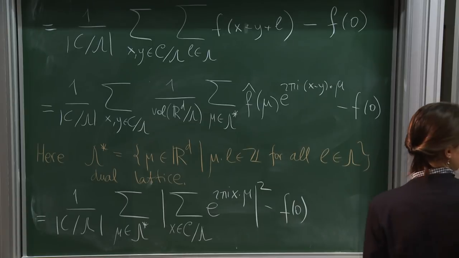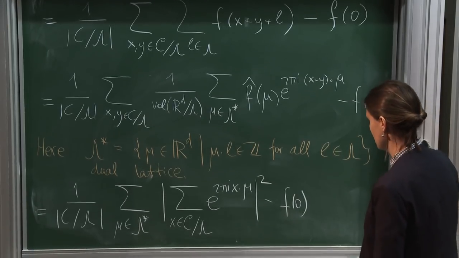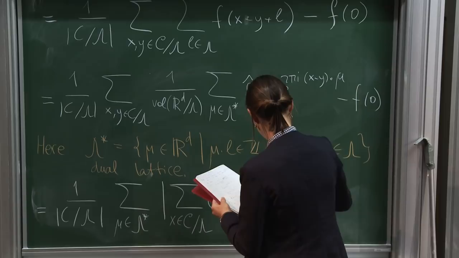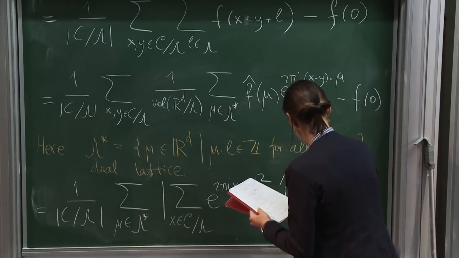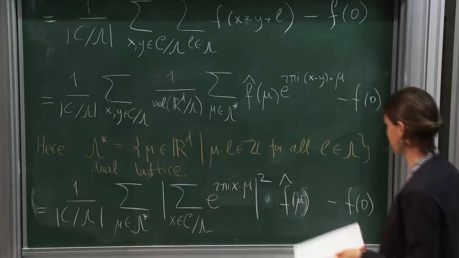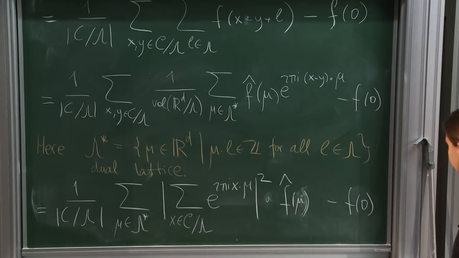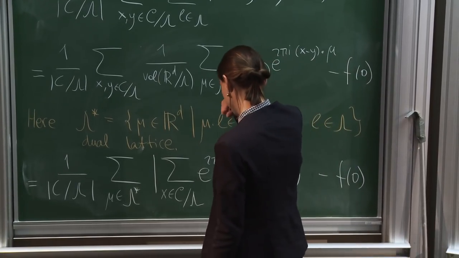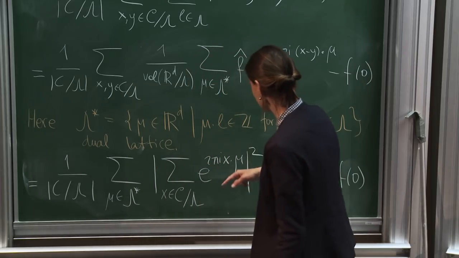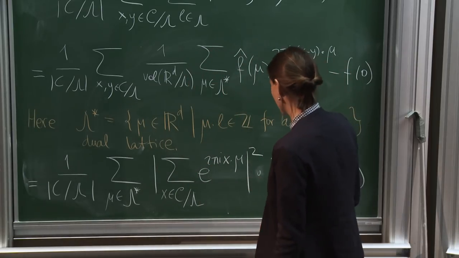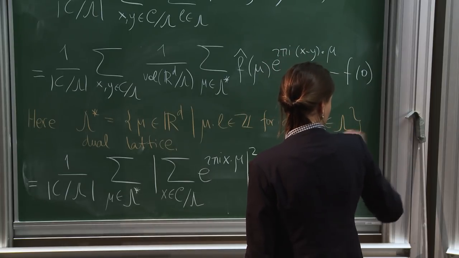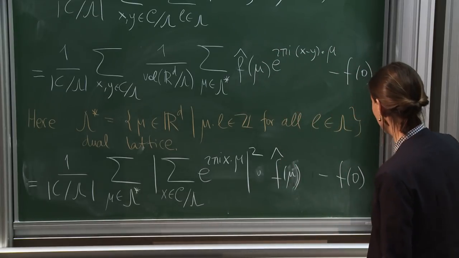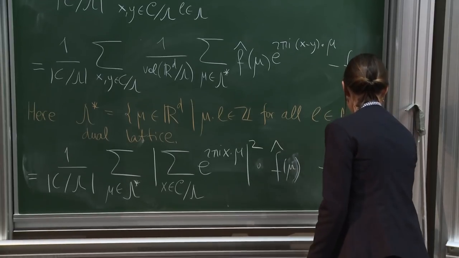So we have written a sum like this. And so now, okay, yes, you're right. So the term should be f hat of mu minus f of 0. Yes, I think now it's correct. And so now a good thing which we see here is that this absolute value squared is of course a non-negative number. So here we can use our conditions from the theorem that the Fourier transform of f was non-negative.